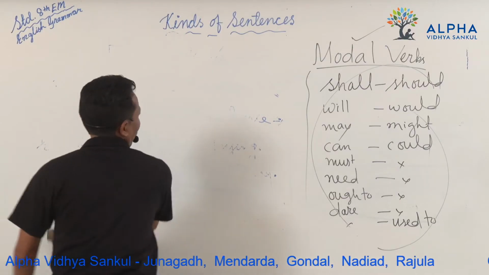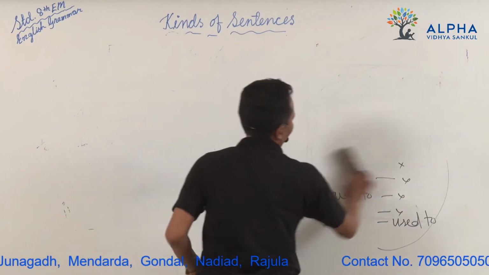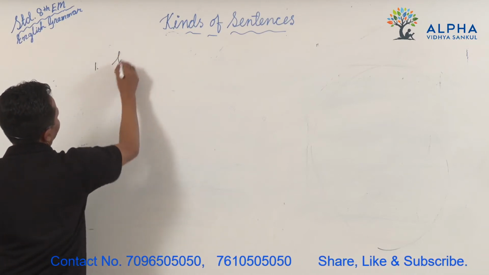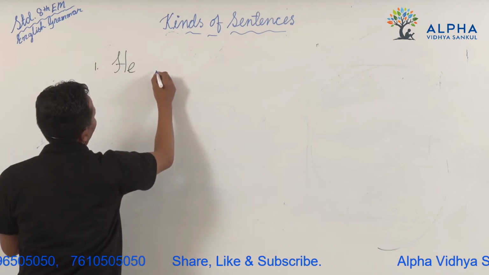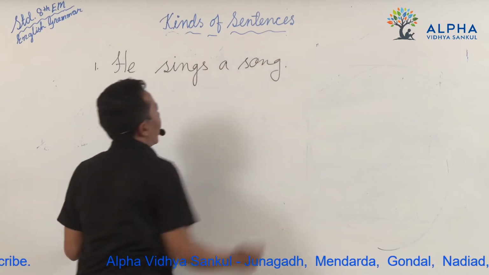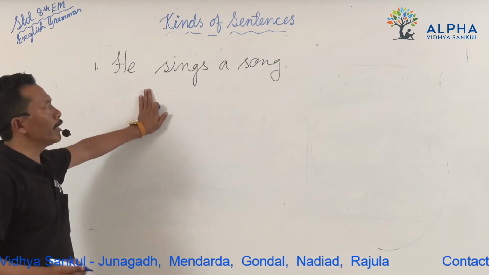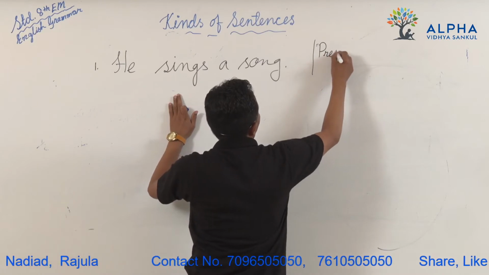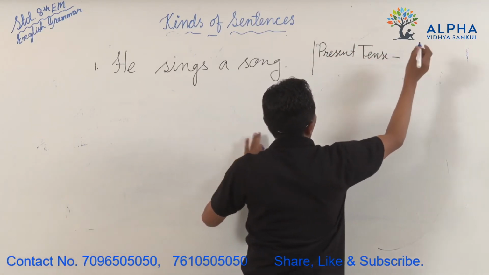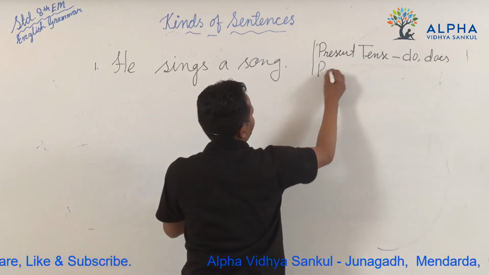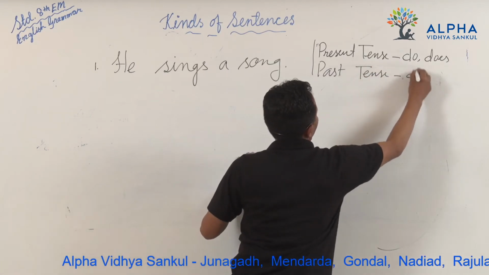And you see, students, some sentences do not have these modal and primary verbs. What will you do? Suppose I write one sentence here: he sings a song. This is the affirmative sentence. But there is no auxiliary verb. At that time, for the present tense, we have to take the help of do or does. For past tense, we have to take the help of did.